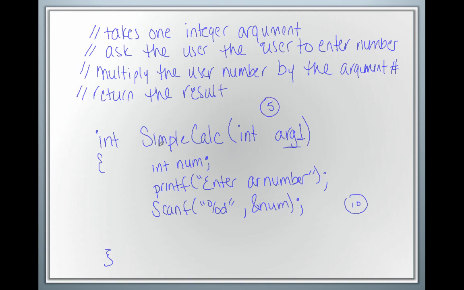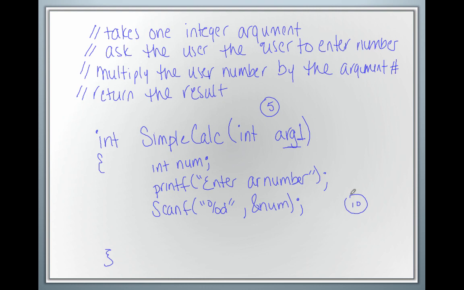So what would happen is this simple calc function would be called. Arg1 would get declared, like saying int arg1 equals 5. So arg1 is a 5. We get a number from the user, which is a 10, and then we want to multiply these two numbers together and return the result. So how would we do that?